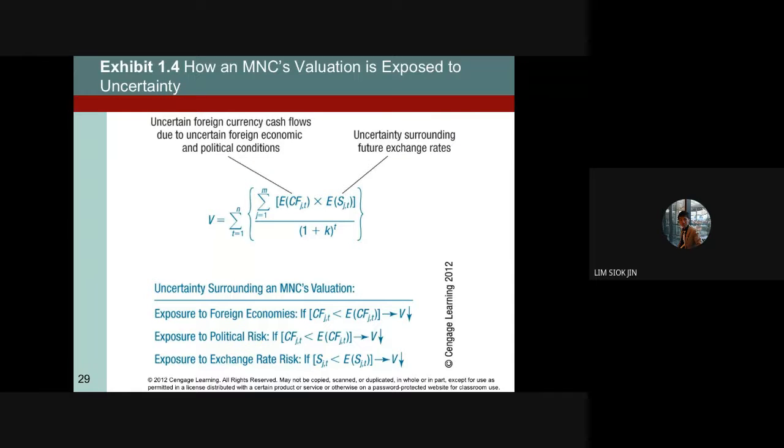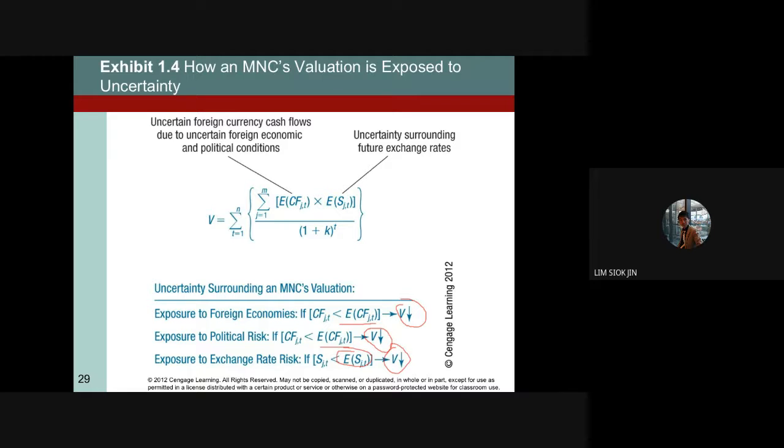If you look at economic and political risk, what does it affect? It affects the foreign cash flow, so the value of the parent company will drop. But there is one more, which is the exchange rate risk. Exchange rate risk will not affect cash flow. It will affect the exchange rate, and when the exchange rate is affected, value will also drop. So these are how these three factors affect the value of an MNC.